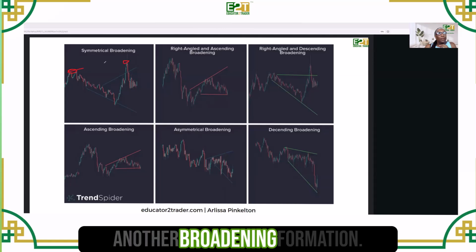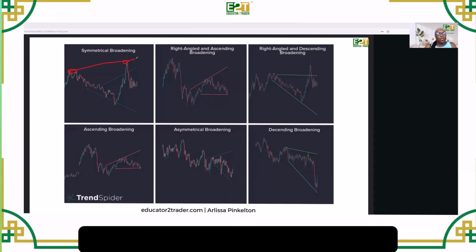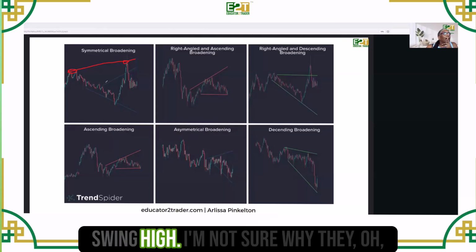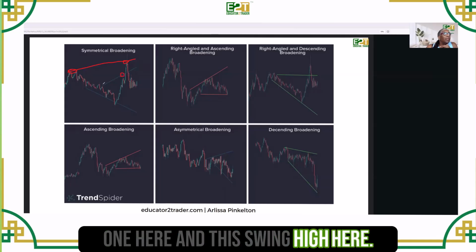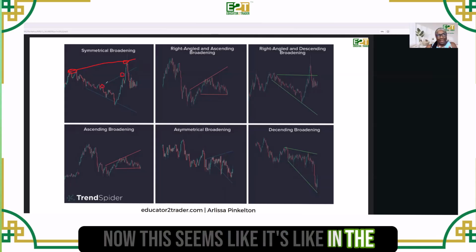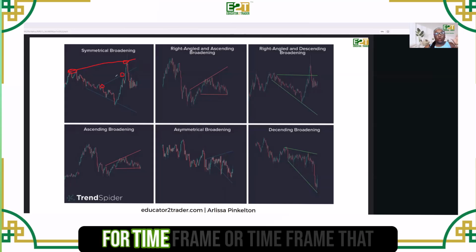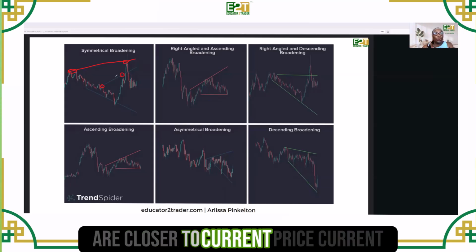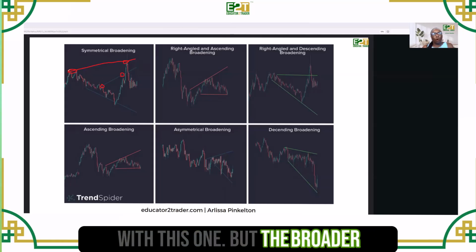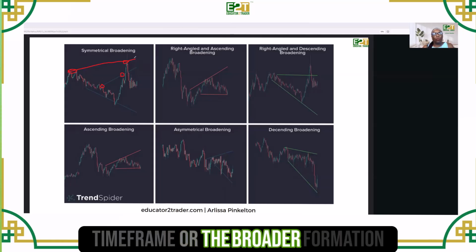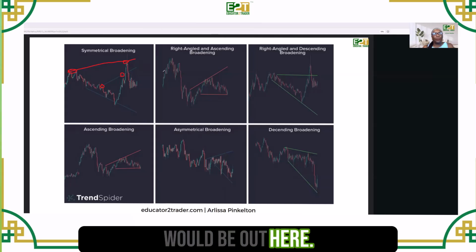So that would be another broadening formation, right? Because you got a swing high and a swing high. Swing high, I'm not sure why they're picking this one here and this swing high here. Now, this seems like it's in the middle, but I guess if you're looking for shorter time frames or time frames that are closer to current price, current activity, that's how you could end up with this one. But the broader time frame or the broader formation would be out here.